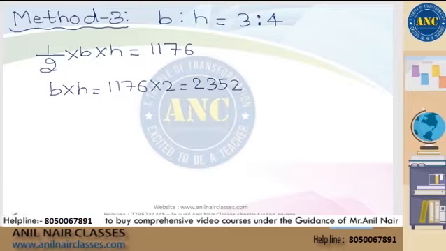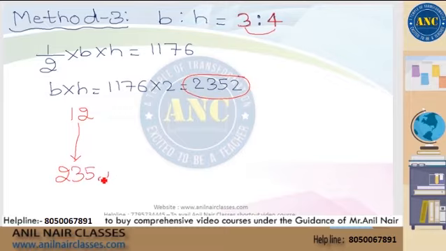But think a little logically, sir. Can I say that according to ratio, base is 3. According to ratio, height is 4. According to ratio, base into height is 3 into 4, 12. According to ratio, it is 12. According to the question, it is 2352. 12 should become 2352.